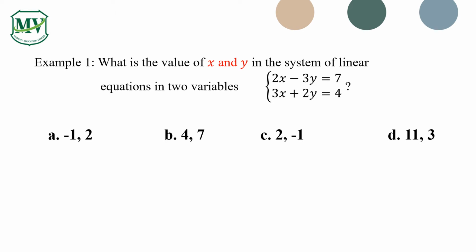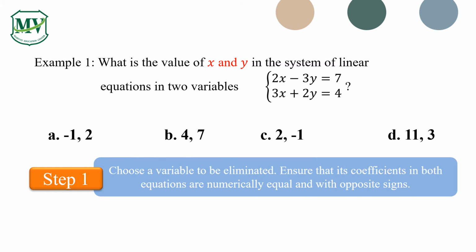In finding the value of x and y in the system of linear equations in two variables, we are following some steps. Step number 1. Choose a variable to be eliminated. Ensure that its coefficients in both equations are numerically equal and with opposite signs.